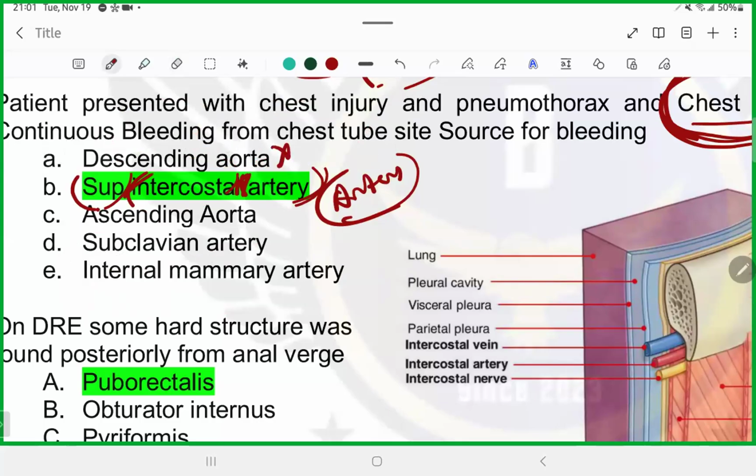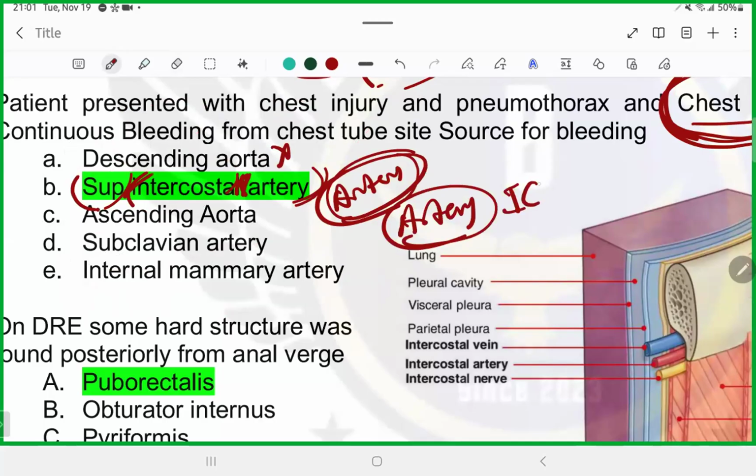Descending aorta, not possible. I told you that will always be an artery. Which artery? Intercostal artery. I admit, I didn't tell you about superior or inferior intercostal artery. I just told you that will be intercostal artery. So you just find one intercostal artery in your options and you see superior attached with it. Don't bother about it. Just select that.